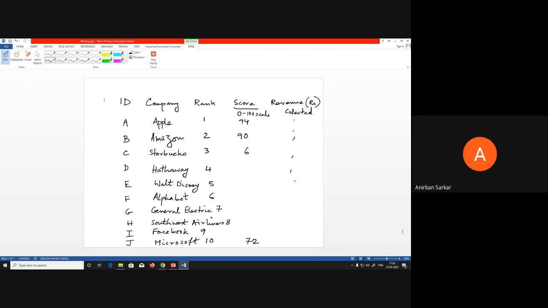Think that you don't know the rank, score, and revenue. The three columns you don't know. Only you know two columns, that is ID and company. So by looking at the ID and company, can you tell me that Apple is better than Amazon or Amazon is better than Starbucks? Can you tell by just seeing these two columns? No, sir. So what does this mean? This means that ID is a nominal scale measurement. It is a nominal scale, means it is actually helping to identify the company. Nothing else. No other information can be drawn.